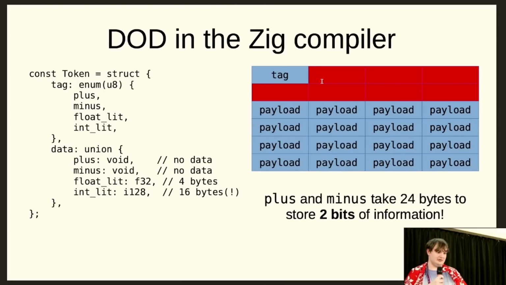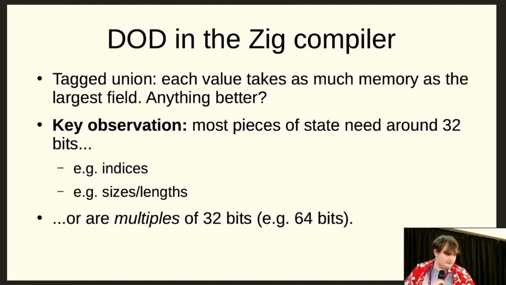So here, for instance, we've upgraded our parser to support 128-bit integer literals. Now we have a 24-byte thing, and yet for plus and minus, we're storing, in this case, 2 bits of information because the tag only actually uses 2 bits. That's stupid. You shouldn't do that. So yeah, the fundamental problem with using a tagged union is that every value takes as much memory as the largest field of the union.